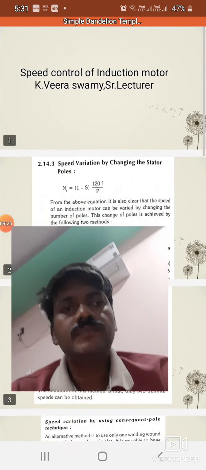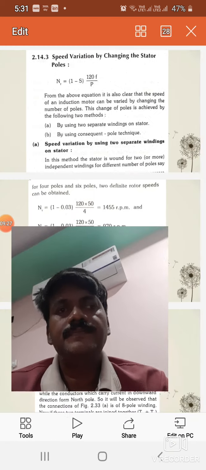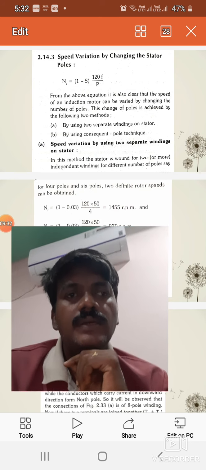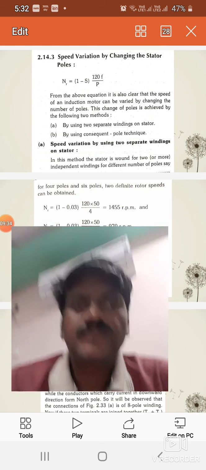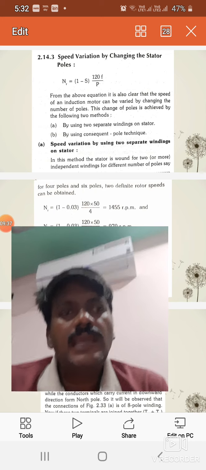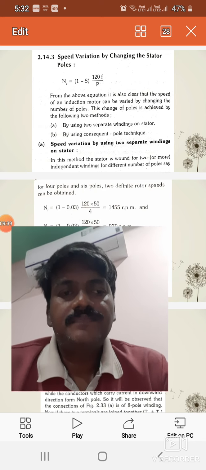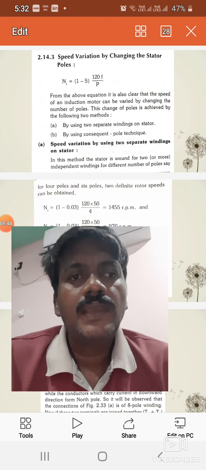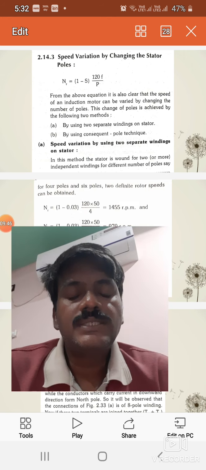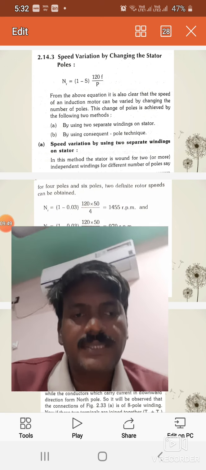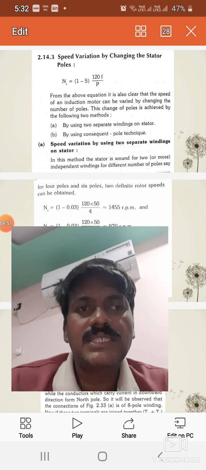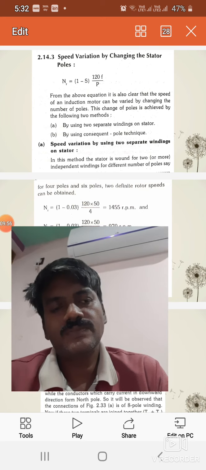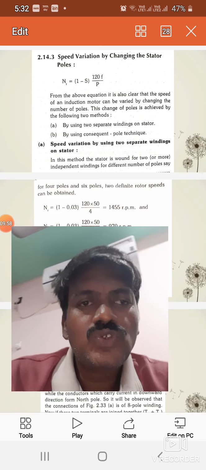Next, if you observe this slide, Ns is equal to (1 minus S) into F by P. From the above equation, it is also clear that the speed depends on the number of poles. By changing the number of poles, this change of speed is achieved by the following two methods, right? The following two methods.